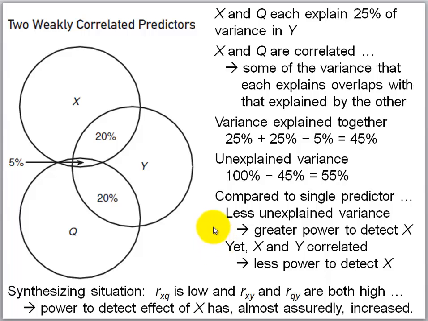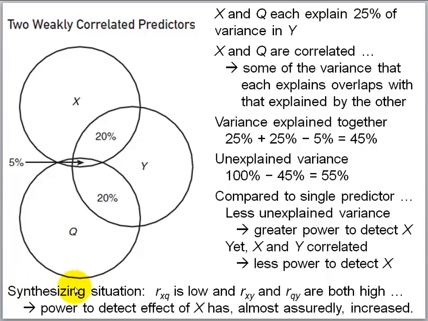We have sort of a counterbalancing kind of situation. Compared with a single predictor, we have less unexplained variance, and that increases power. But on the other hand, we have correlation between the two predictors, and that has the effect of decreasing power. So has power increased or decreased for detecting the effect of X on Y in this situation as compared to the very first situation, that is the bivariate one? Well, it's not easy to know for sure the answer to that question.